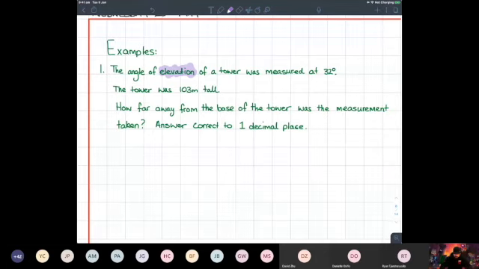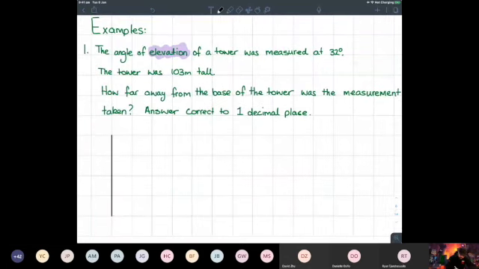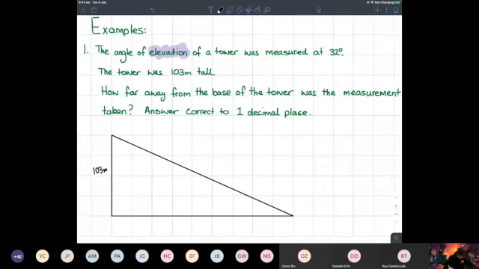Right, so using our information, we're going to draw a picture. It doesn't have to be anything fancy. So there's my tower, that's 103 meters tall. We know that somewhere along the base, someone was standing, and that angle there was 32 degrees. And we're asked to find how far away, so we're asked to find the distance, that measurement there.